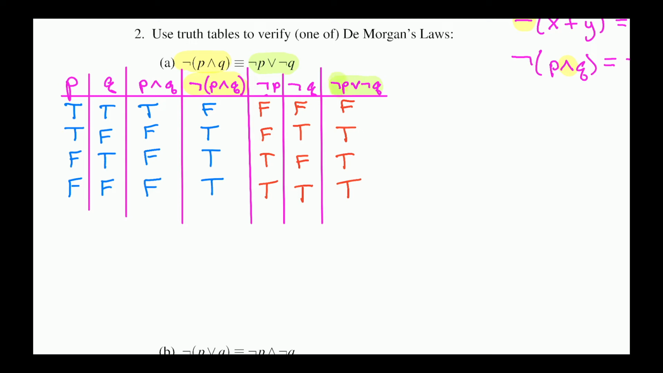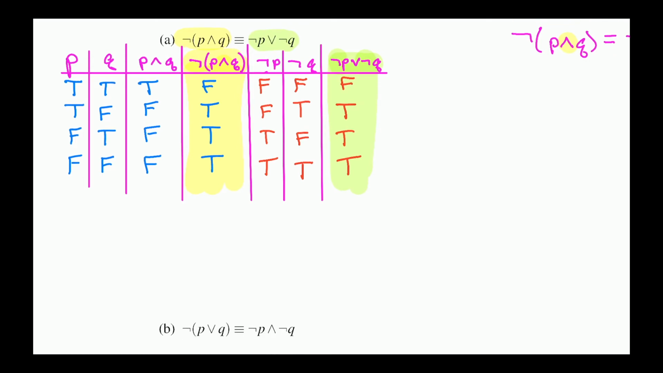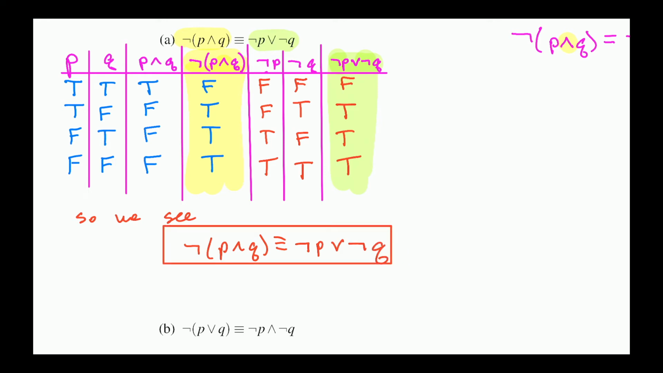Right, so we got that. Now what are we going to do? Well, we need to compare this column to this column. If they're the same, then those two things are logically equivalent. And of course, they are. So we see not P and Q is congruent to not P or not Q. And that's actually what we were trying to verify. There you go. So that's done.